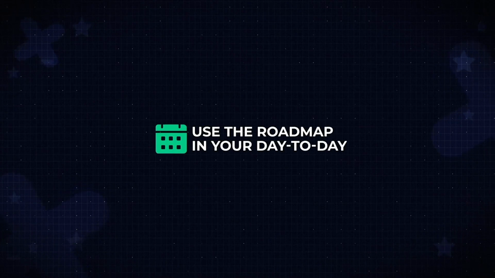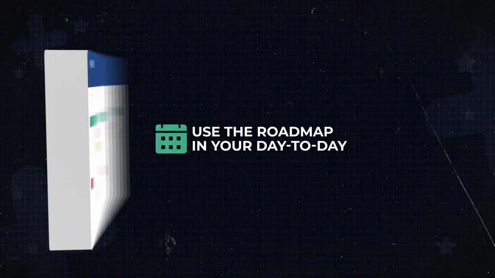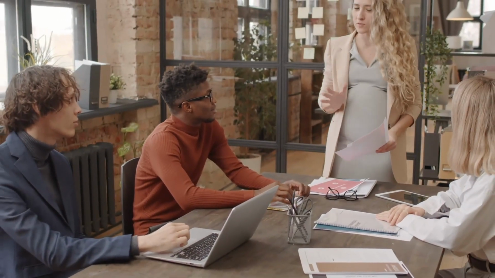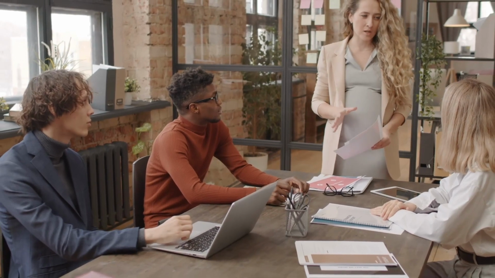Finally, use the roadmap in your day-to-day. If the roadmap isn't updated and consulted often, it has no purpose. Working with it regularly will allow you to regain control even with vague deadlines. Bring it up at team meetings to remind your staff of the big picture and the value they're bringing with every task.